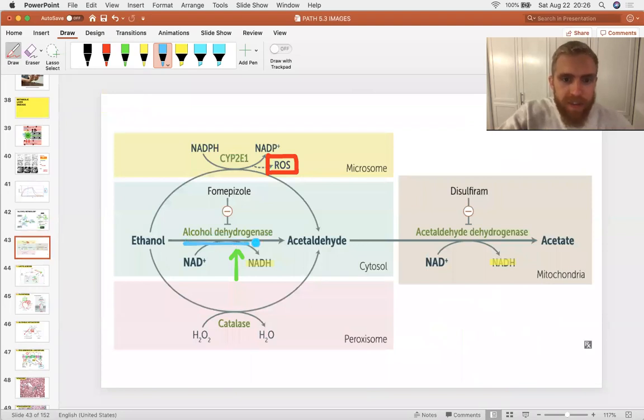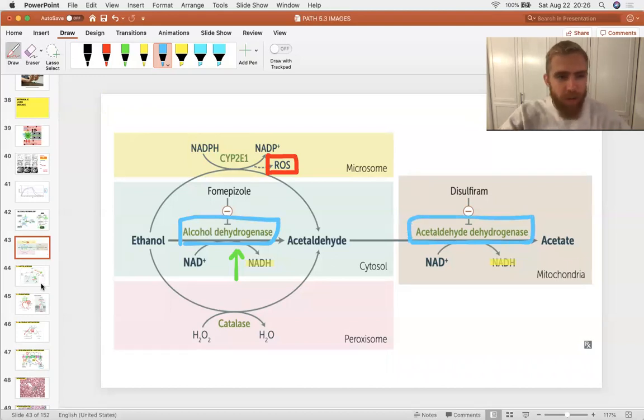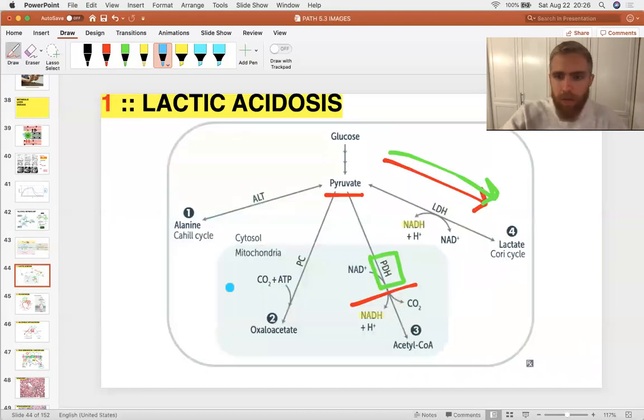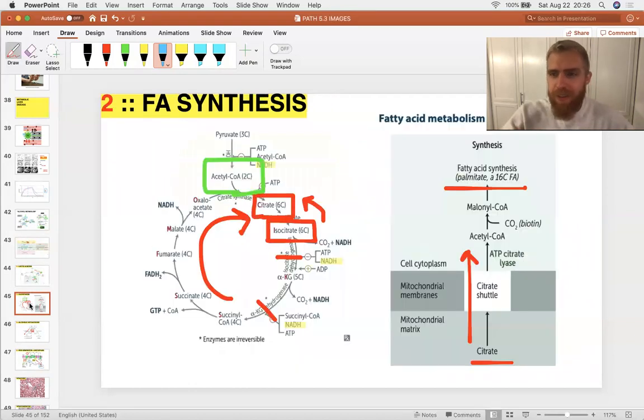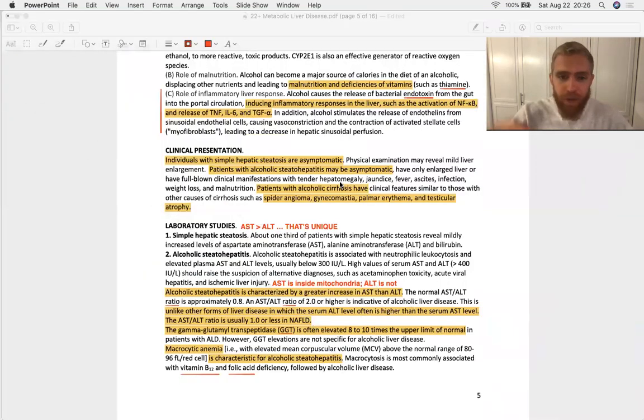Because this enzyme is a dehydrogenase. Tell me what B vitamin is a cofactor for every single dehydrogenase in the body. Thiamine. What's lactate dehydrogenase? Dehydrogenase. So what B vitamin do you need for lactate dehydrogenase? Thiamine, B1. Why do alcoholics have a B1 deficiency? There we go.